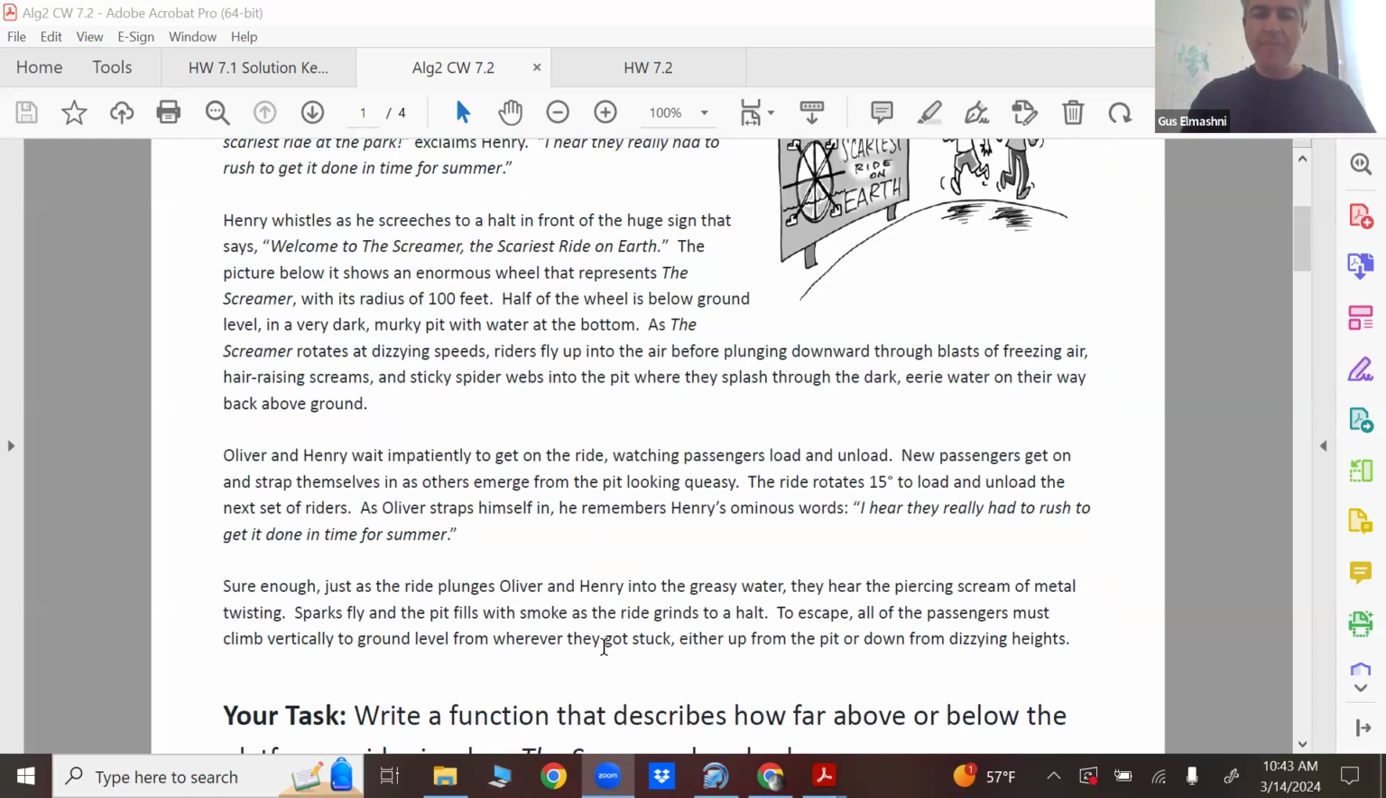Rotates 15 degrees to rotate the next to the branch. When Oliver straps himself into the motor carrier on its really had to rush to get it done.